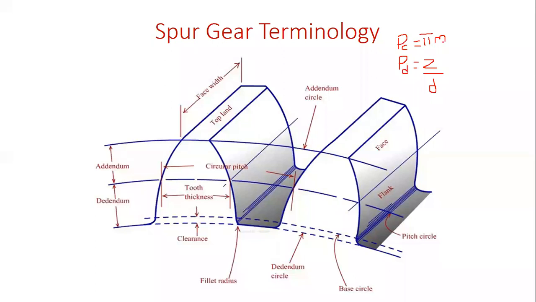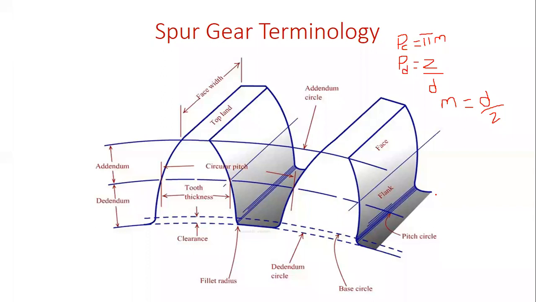And the next one is module. It is denoted by M. Module is the length of the pitch circle diameter per tooth, and it is denoted by M. To calculate the module, M is equal to D divided by Z. By using this formula, you can calculate the module.